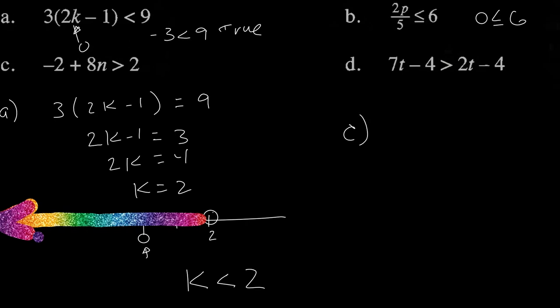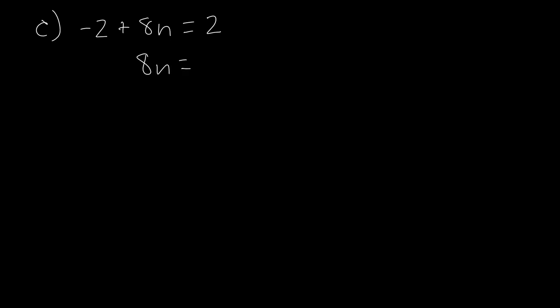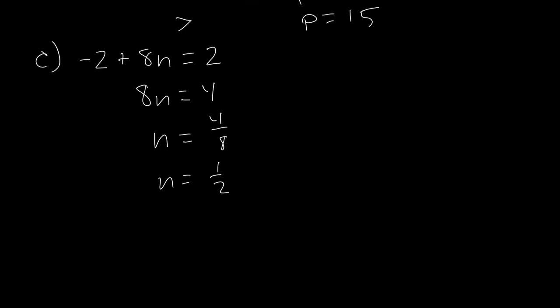C is going to become the equation -2 plus 8n is equal to 2. The original inequality was less than, but I'm finding the boundary location. So I'm going to solve this for n to find the location of the boundary. Adding 2 to both sides, I get 8n is 4. Divide both sides by 8, I get n is 4/8, n is 1/2. So my boundary point is at 1/2.